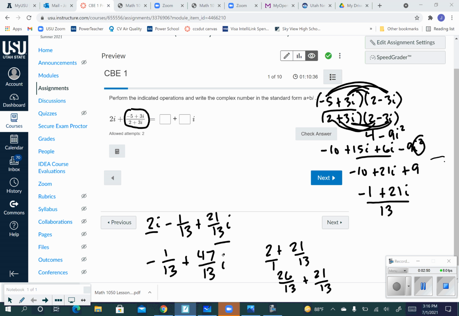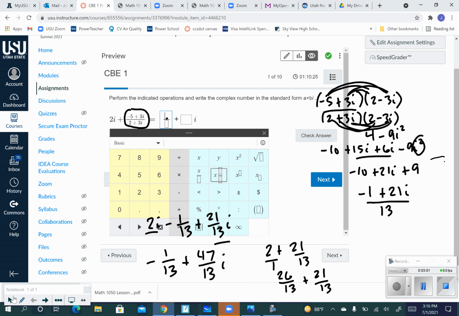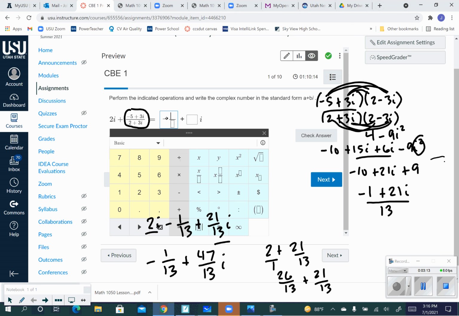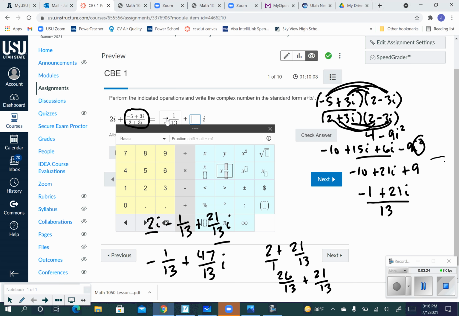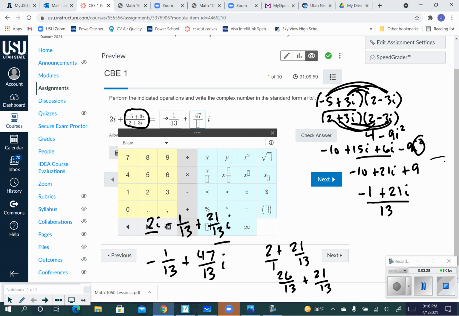Okay, that's my answer. Now we just got to make sure we get it in there correctly. So let's go back up to the top and see if we can get that in there. So we want to put in -1/13. So select our fraction. Actually, I need a negative out in front, right? So let's go back here. -1/13. Oops, sorry about that. So 1/13 plus 47/13. So I'm going to come over here, fraction again, 47/13.